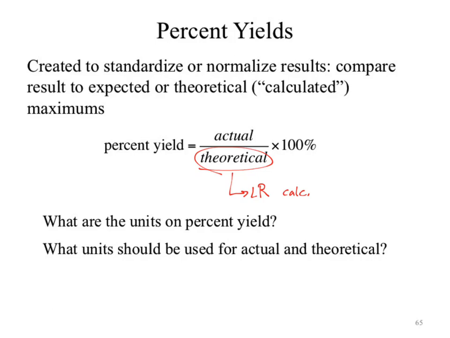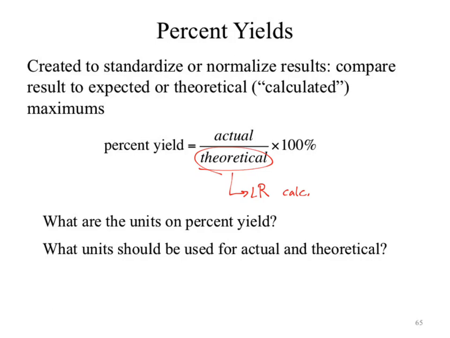What are the units on the percent yield? Percent. So out of 100, what would the units be on an actual yield? Grams. What happened to the gram unit if the answer unit is just percent? It had to get canceled, which means what are the units on the theoretical? Grams. The units must cancel each other. So the units of the actual yield are the same as the units of the theoretical.